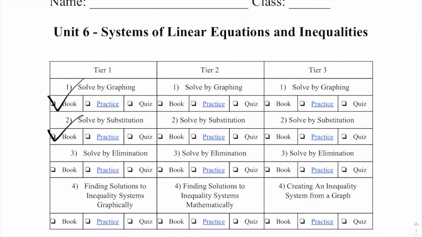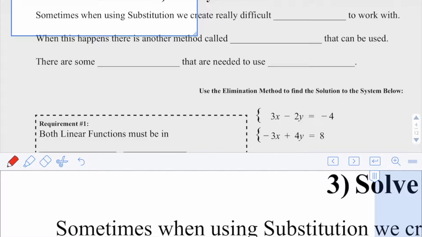Hello, Algebra 1 students. We are in Unit 6, Systems of Linear Equations and Inequalities. We are in Tier 1, Lesson 3, Solve by Elimination. Check off your booklet. Here we are in Lesson 3, Solve by Elimination.